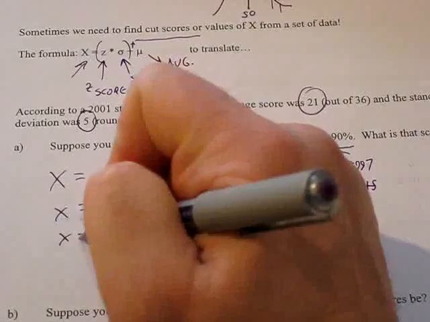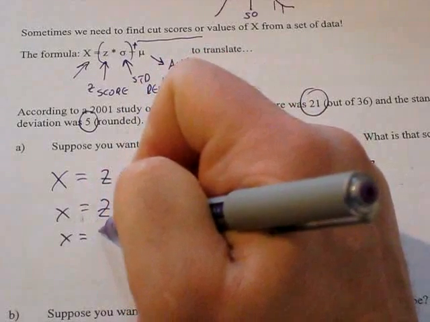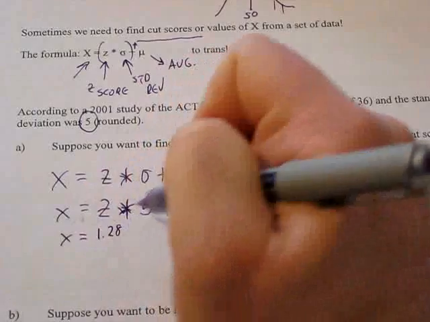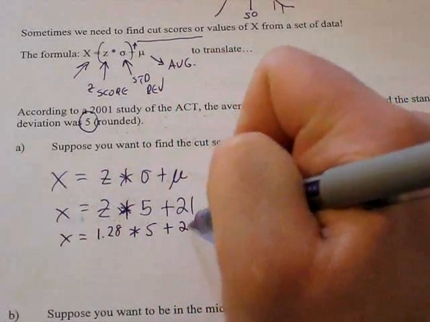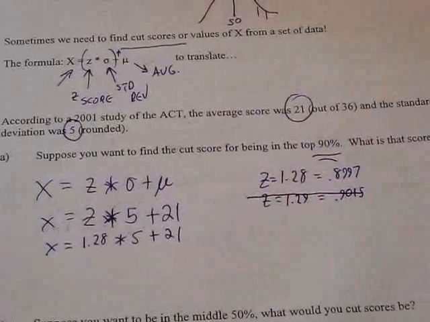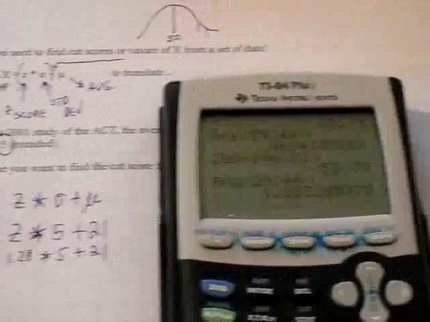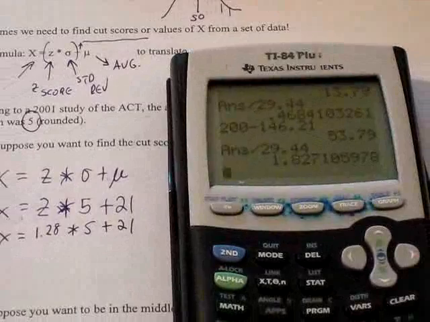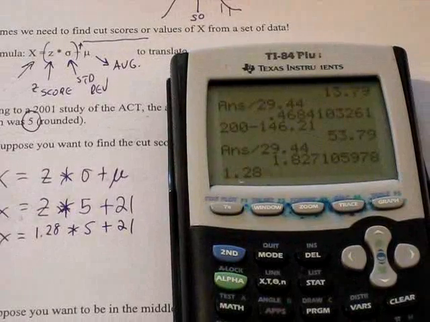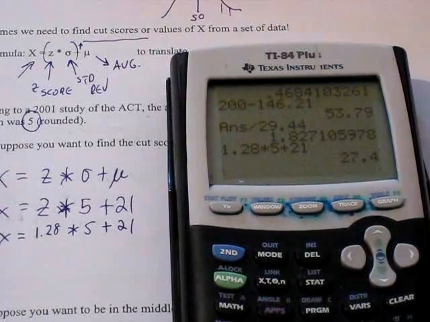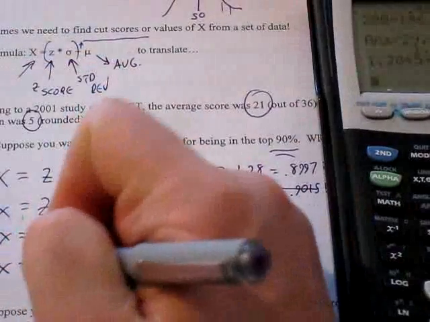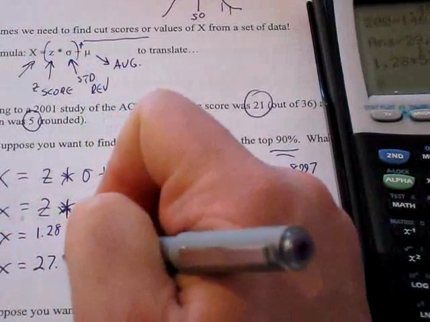So x equals 1.28 times 5 plus 21. Using our calculator, we're going to be able to find the values here for what would constitute the 90th percentile here. Kind of excited to see how I would stack up here, as I remember my score there. Blam! Looks like a 27.4 would put you in. That's your cut score for the 90th percentile, 27.4.